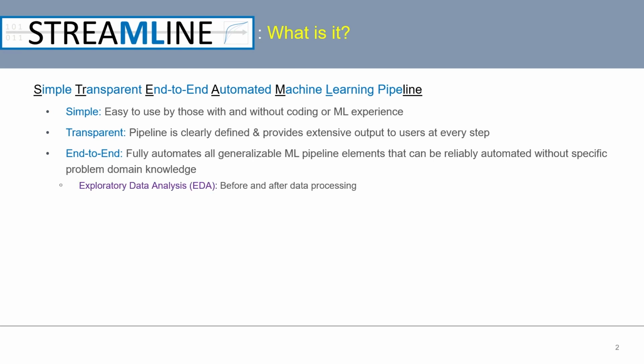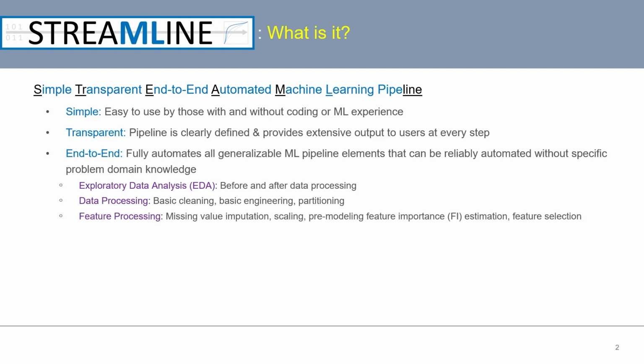These elements include exploratory data analysis, both before and after data processing, including basic data cleaning, basic feature engineering, and data partitioning. Also feature processing, including missing value imputation, scaling, pre-modeling feature importance estimation, and feature selection. Then modeling itself, including 16 scikit-learn compatible machine learning algorithms, as well as hyperparameter optimization, model feature importance estimation, and model evaluation with 16 standard classification metrics.